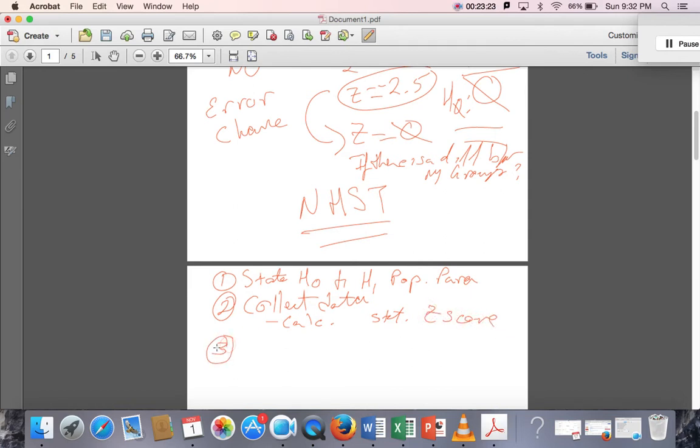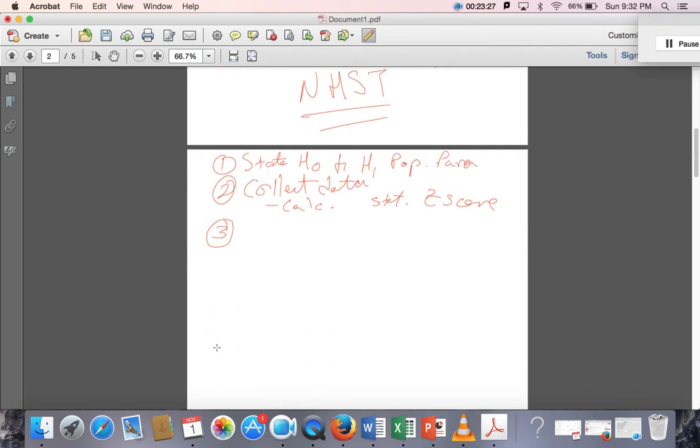Step number 3, where we really spend most of the time talking about null hypothesis significance testing, is where we're going to take my statistic of z equaling a negative 2.5, and we're now going to compare it. So we're going to compare my value to the value of a 0. Where does this value of a 0 exist? It exists on this normal distribution, where the mean for that distribution is equal to 0.